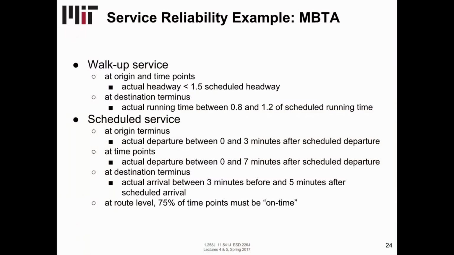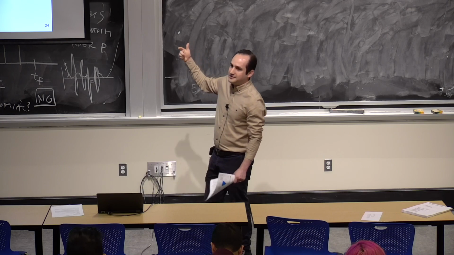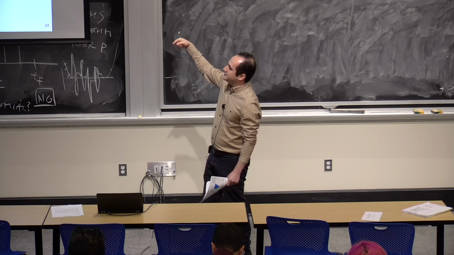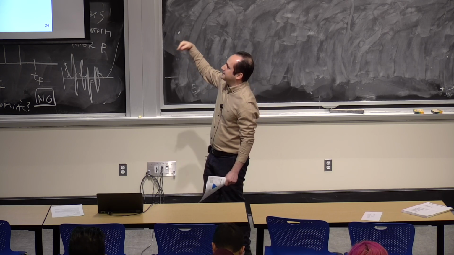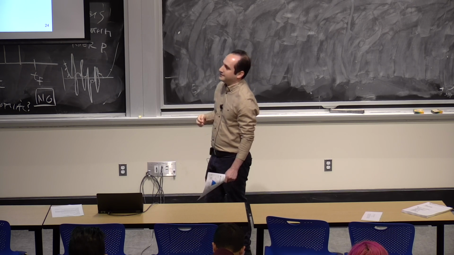However, when it comes to scheduled service, there are constraints on early and late departures, basically. So at origins, what MBTA considers at origin terminus is on-time departures between 0 and 3 minutes, 0 minutes early and 3 minutes late. And then at time points, it allows up to 7 minutes late. Does anyone have any comments about the difference? Why does it allow less late departures at the origin terminus?